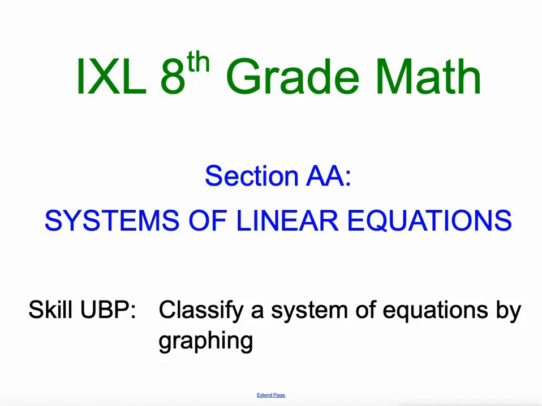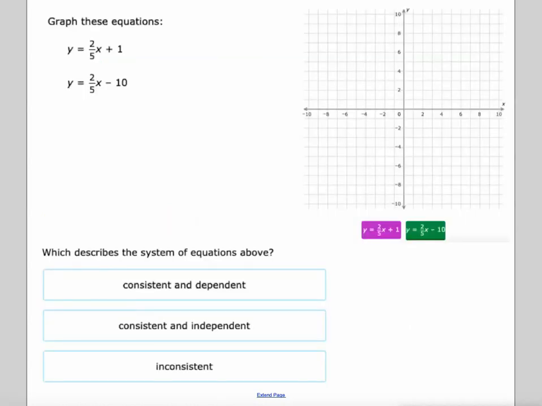We are in section AA, Systems of Linear Equations for IXL's 8th grade math skills. Today's skill is skill 6 at the time of recording this in that section. It's classifying a system of equations by graphing. Okay, let's take a look at what we've got. First, we're going to graph these equations and then we're going to classify them, or pick which of these best describes them.